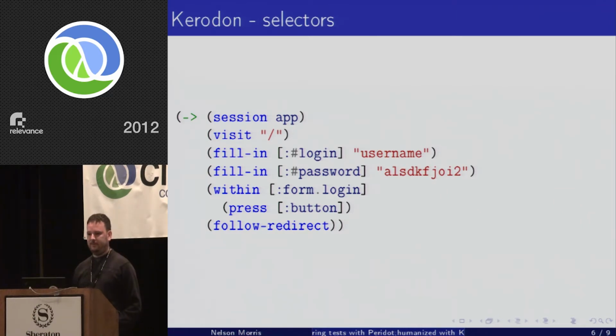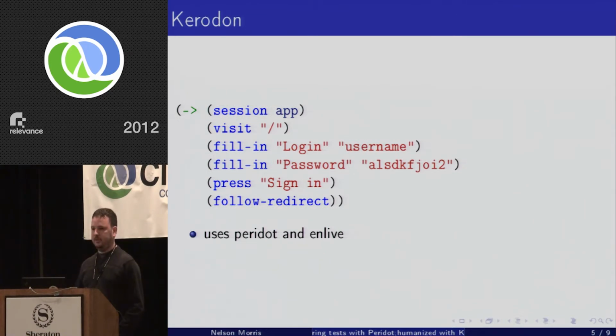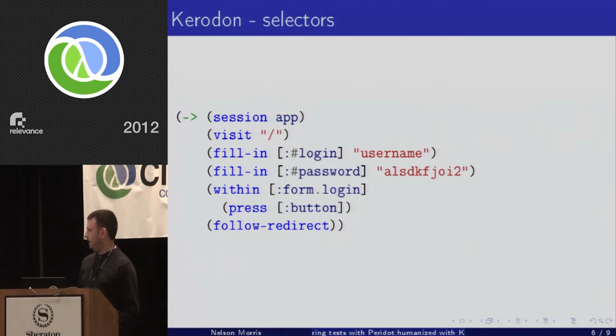In this case, this looks at the labels, say, for the login, looks at the label and then finds the text field associated with it to do the username. You don't always have labels, so it also allows you to use the Enlive selector syntax to choose what HTML elements you're interacting with. In addition, there's a within form that I added on that slide that was not on the previous one, that allows you to scope all of the interactions in the body to that particular section of the HTML.